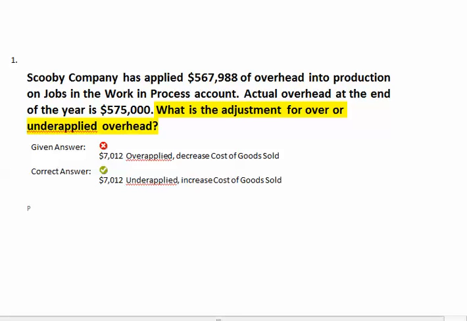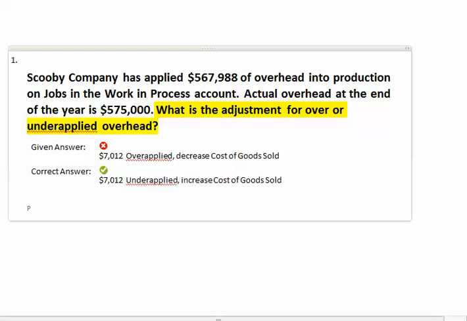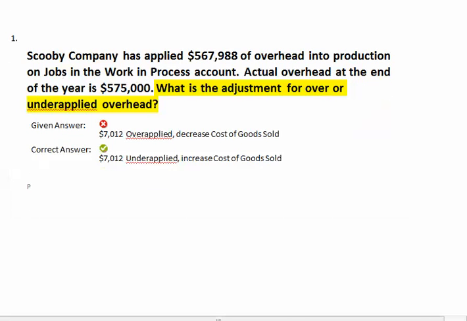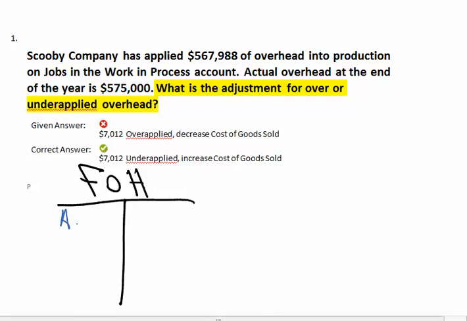So I'm going to do the good old T account here. Let's draw that up. In this case, I have my factory overhead, and the actual amount, I'm going to make a note here, goes on this side. And this is the applied amount over here. Okay? The actual amount they said was $575,000.